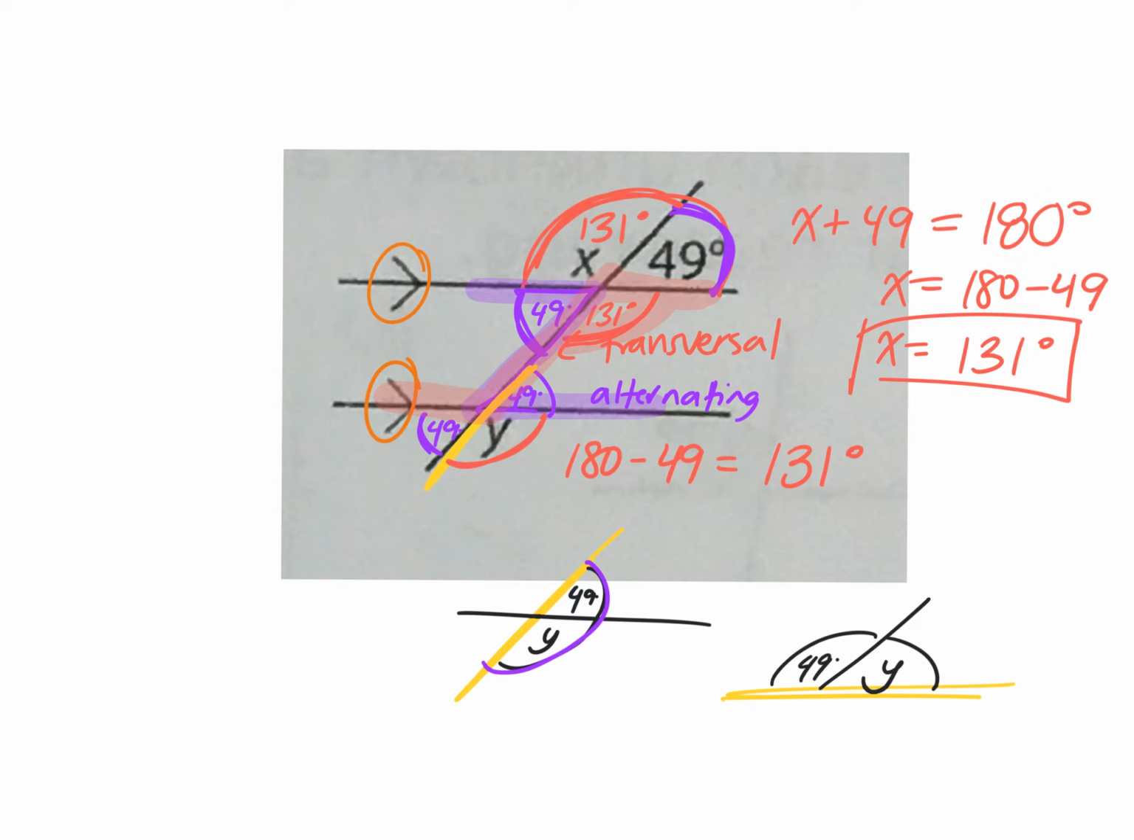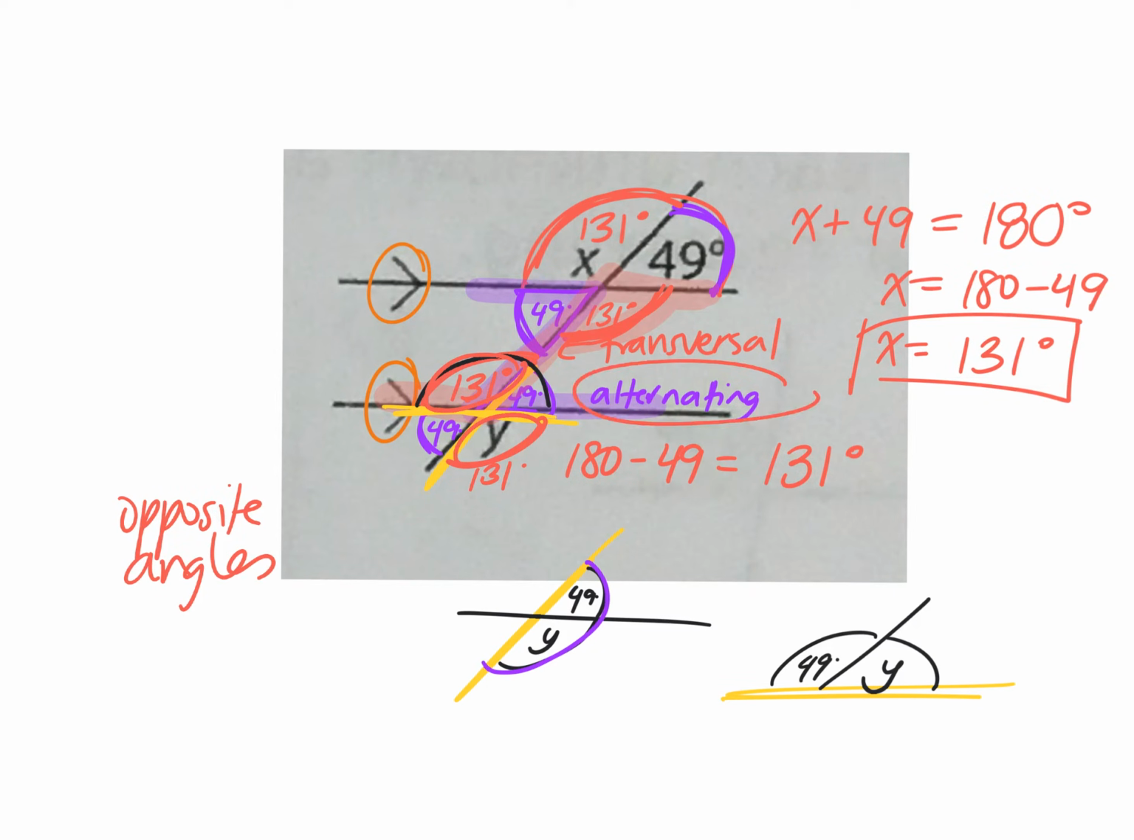This angle alternates with that angle. And we know this has to be 131, because it's also on a straight line with 49. This is 131. Y is opposite. You could use opposite angles. You could use alternating angles. You could use the straight angle.